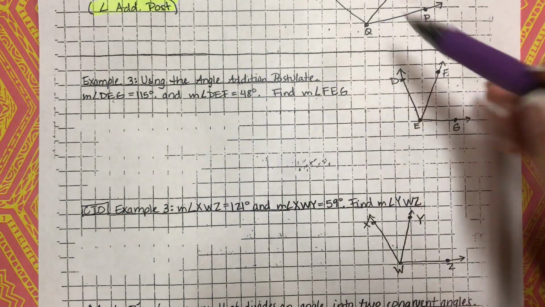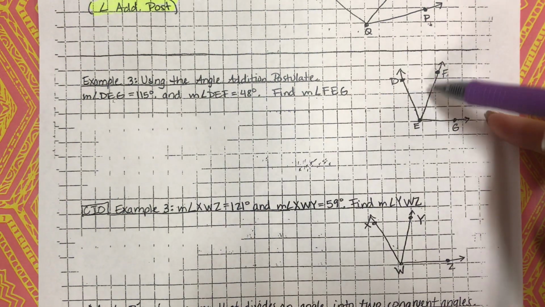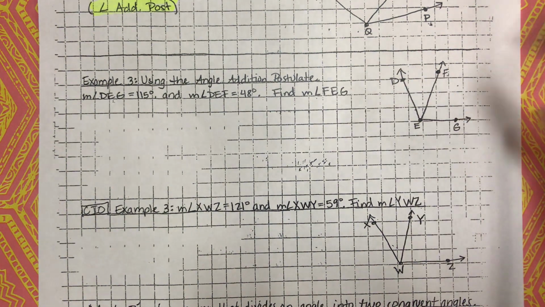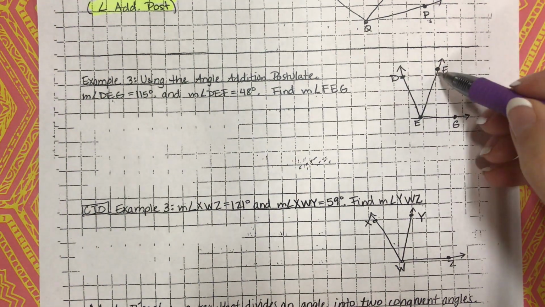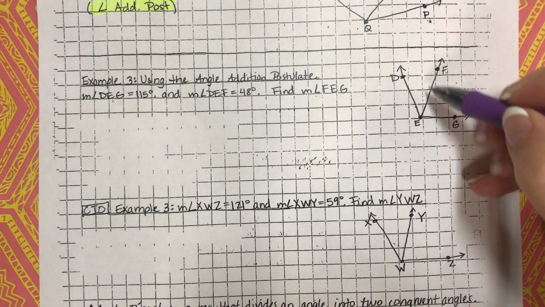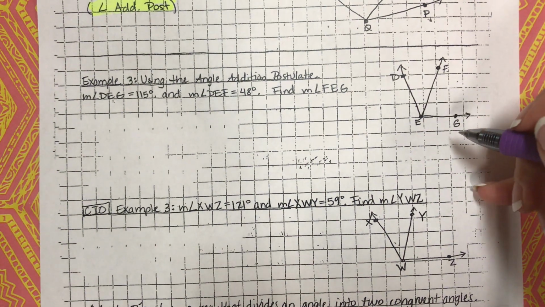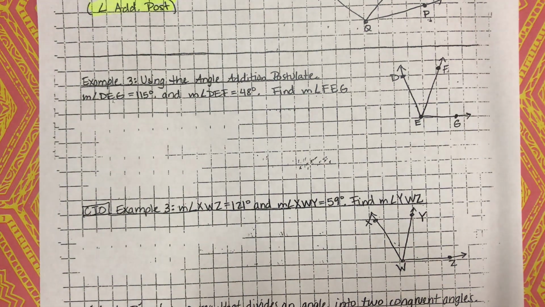And the measure of angle DEF, this smaller part, is 48. What we need to find is FEG. So whenever you see something like this, where there's a part, another part, and a whole, you should automatically know, hey, this is the angle addition postulate. I'm going to go ahead and write that down.